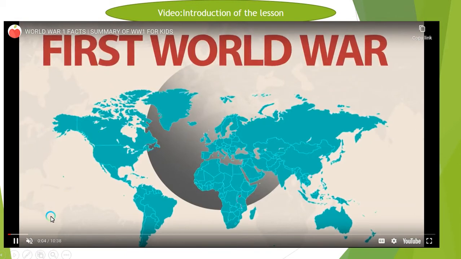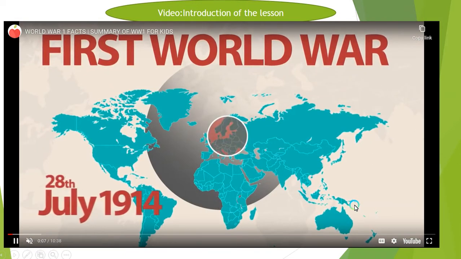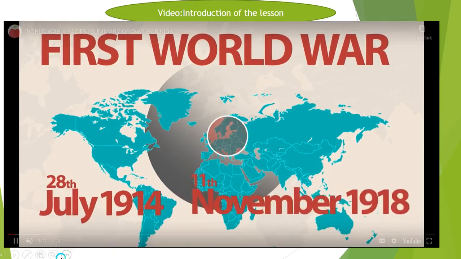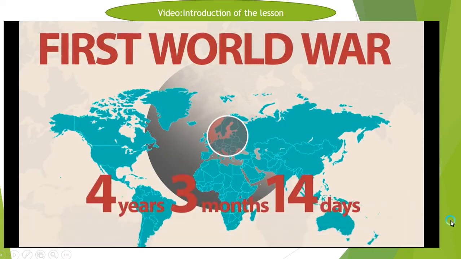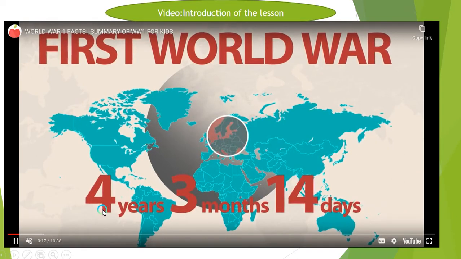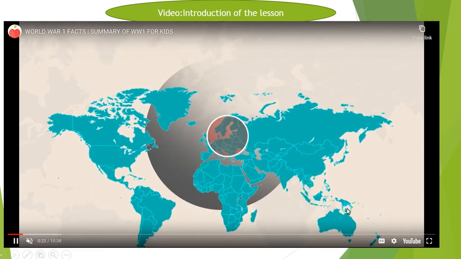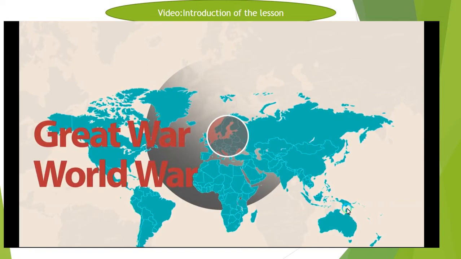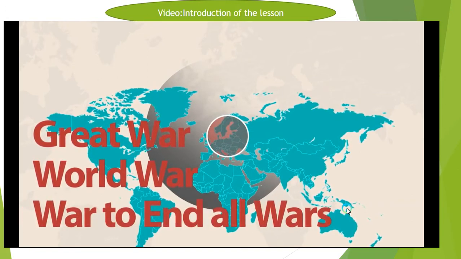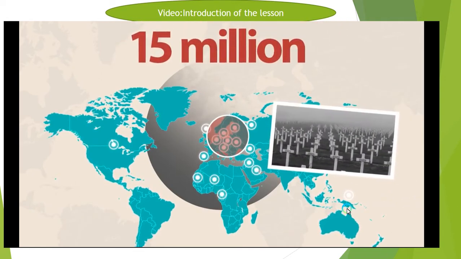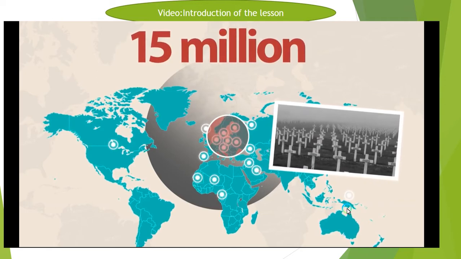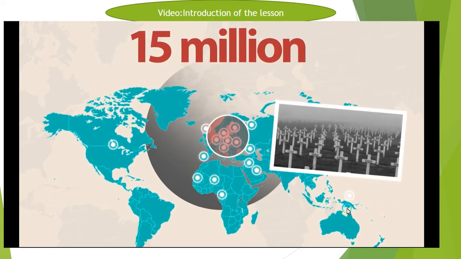The World War One, the first war, started on July 20th, 1914 and lasted until November 11th, 1918. That means it took 4 years, 3 months, and 14 days. Actually, it's also called the Great War, the World War, and the War to End All Wars. 135 countries participated, and 15 million lost their lives in this war.